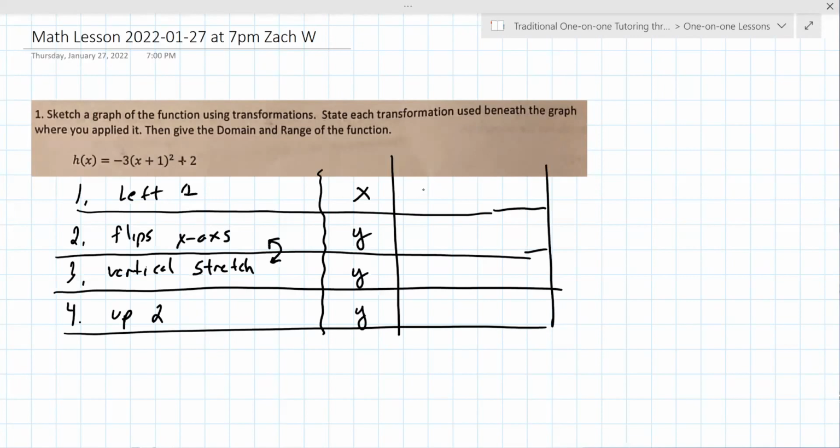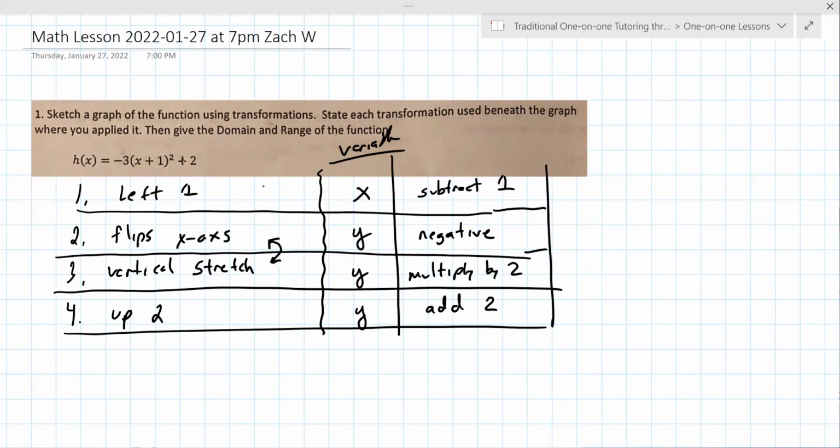So left 1 means you're going to subtract 1. Flips over the x-axis, you're going to negate, or make it negative. Vertical stretch, you're going to multiply by 3. And up 2, you're going to add 2. So the only time it's moving is when it's the variable it affects, the x or y of the ordered pair. And that's really important because you only know which one you have to manipulate.